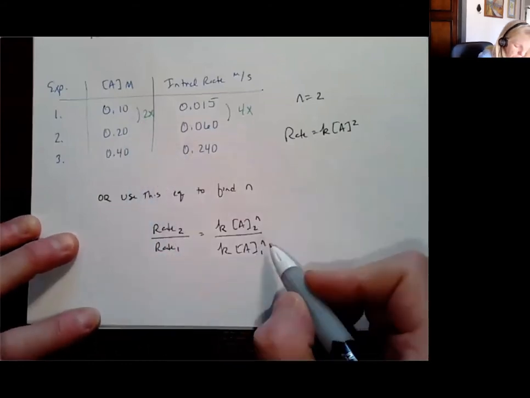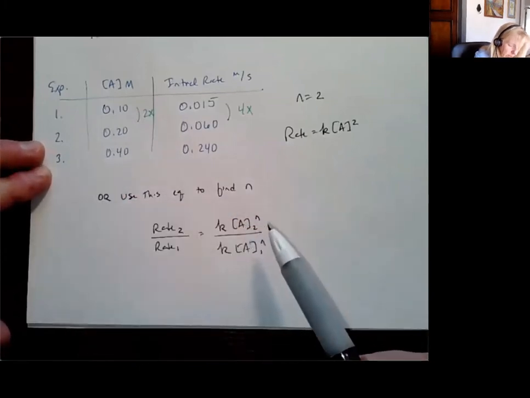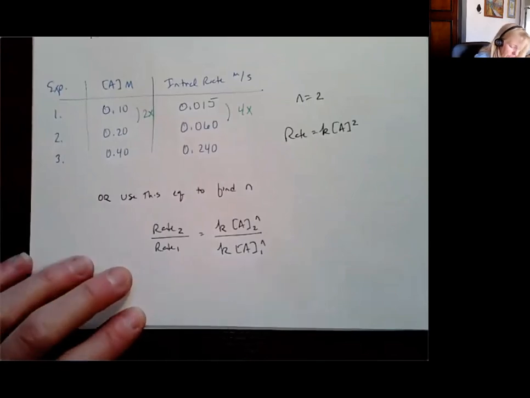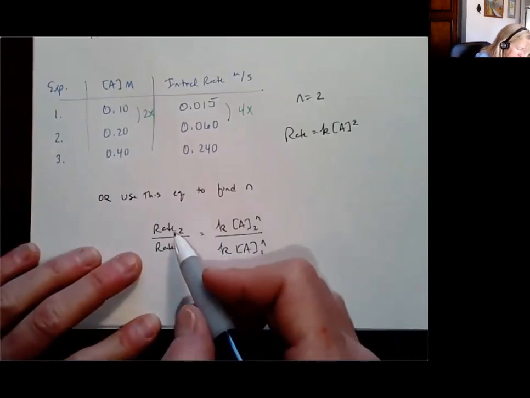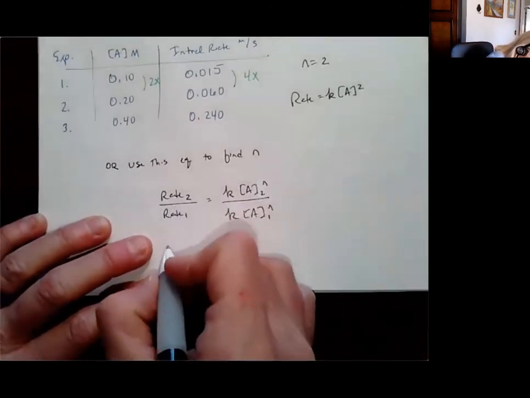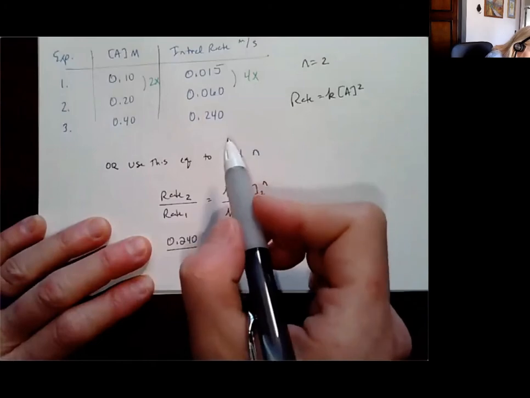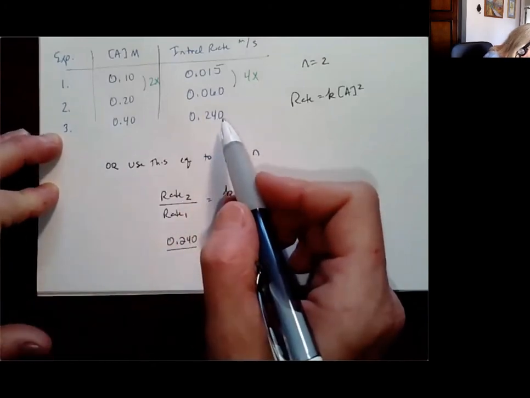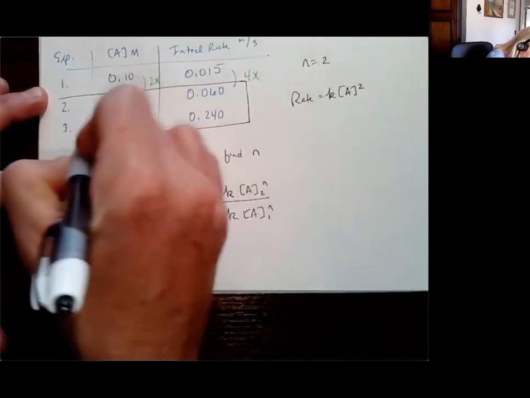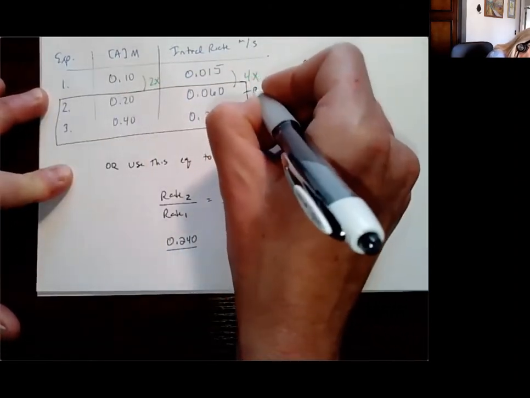So I just picked 2 of these. Maybe I picked 1 and 2, maybe I picked 2 and 3. And I'm just going to write rate laws for both of them and then put them over each other. So I usually do this so that the larger rate is on the top. So rate 2 then is 0.240 over rate 1. So I'm going to use 2 and 3 here. I'm going to use these 2 here. So this is going to be rate 2 over rate 1.